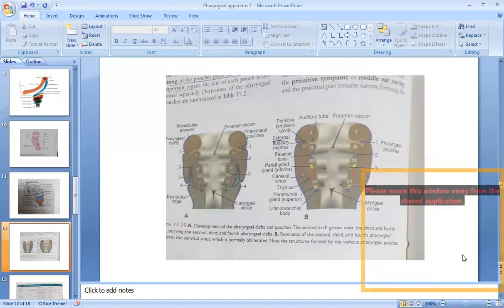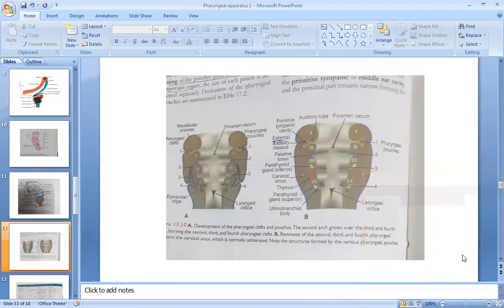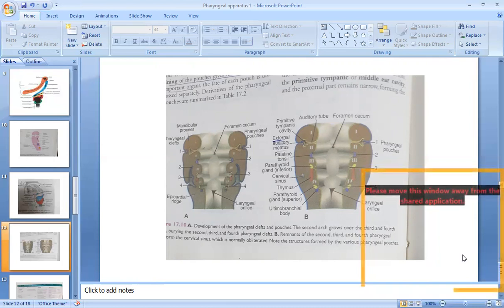Here again, you can see all the derivatives of the clefts and pouches. The cleft is very easy. The first cleft will give rise to the external auditory meatus, and all the remaining clefts will be overgrown by the second one, and finally there are no remnants. Occasionally it may be a cervical cyst or a cervical sinus, but it usually disappears.